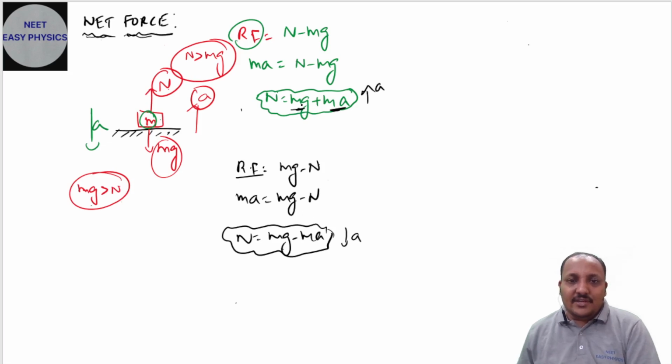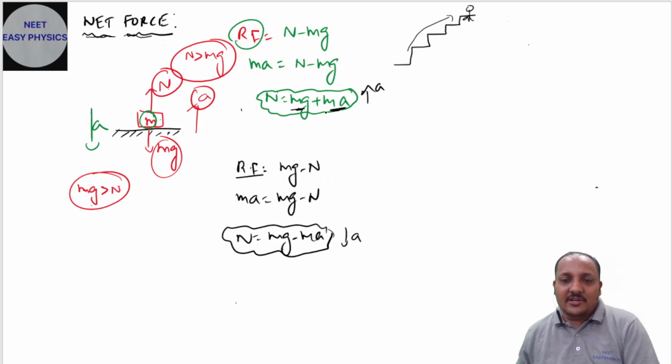Therefore, whenever you are going upwards on a staircase, you will feel uncomfortable after reaching the top floor. Why? Because your weight term is going to increase by this much. But whenever you are coming downwards, you will feel free because your weight is going to decrease.